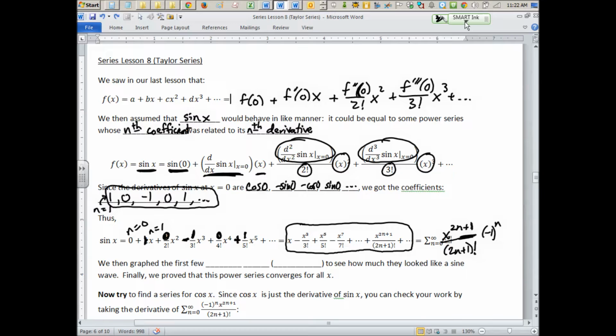And we even graphed the first few partial sums. They were just polynomials, to see how much they look like a sine wave. And then finally we proved, using the ratio test actually, that this converges for all x. So in other words, our assumptions must be true because our series converges for all x's. Evidently, this is a valid way to write sine x. Because when we test to see how close it is to sine x, we find it looks just like sine x everywhere. So that means it must be the right representation.